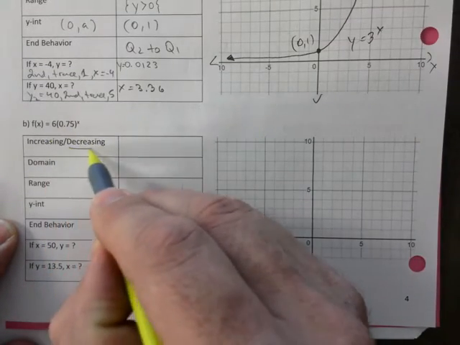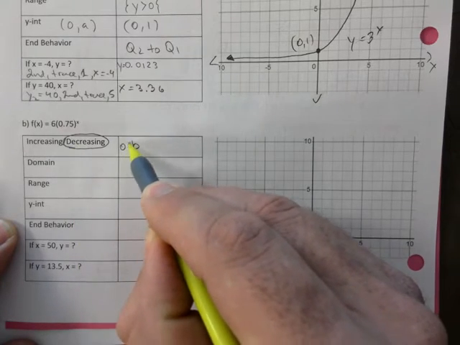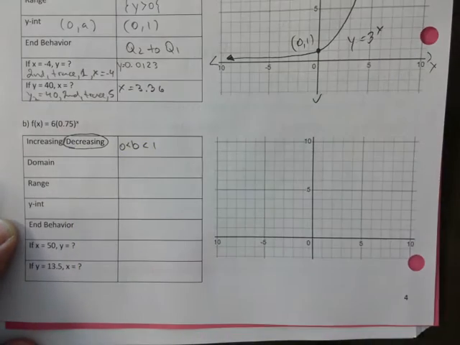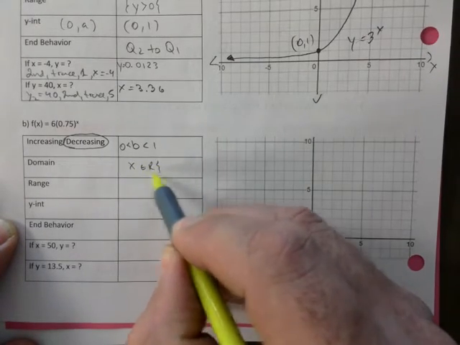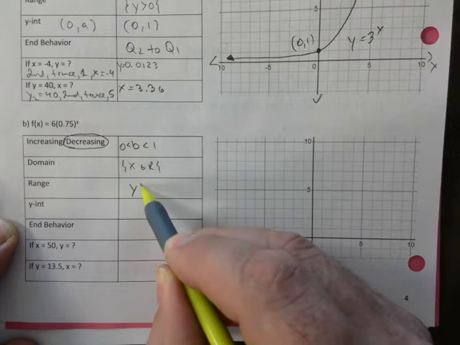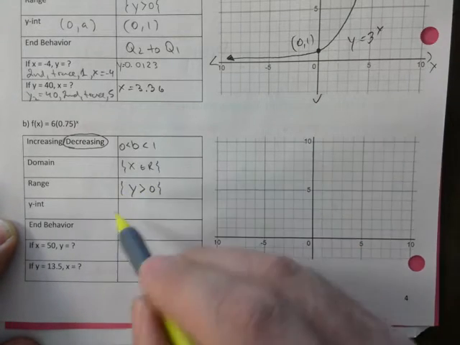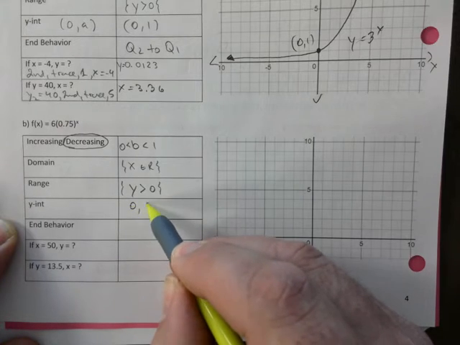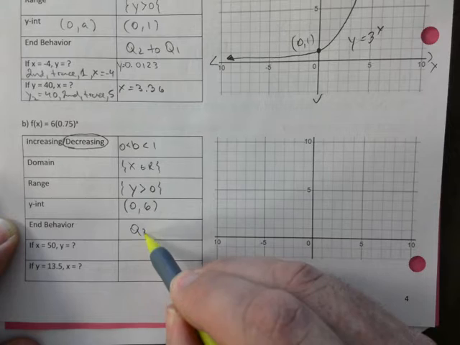Next, this is going to be decreasing because b is between 0 and 1. The domain, copy paste. We know that one. The range, copy paste. The y-intercept is (0, 6), and behavior, copy paste.